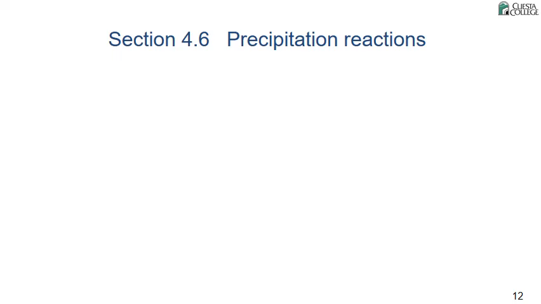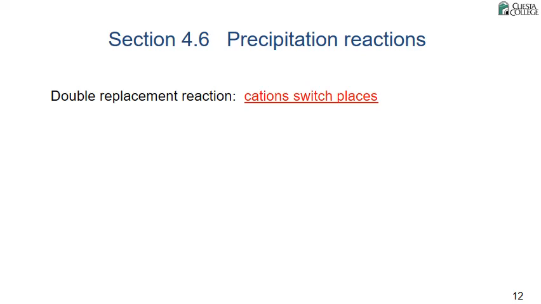The next part of the lecture video discusses precipitation reactions. Precipitation reactions are reactions that form solids or precipitates from ions in solution. A particular type of precipitation reaction is called a double replacement reaction, and this is where cations switch places with anions to form two new ionic compounds.